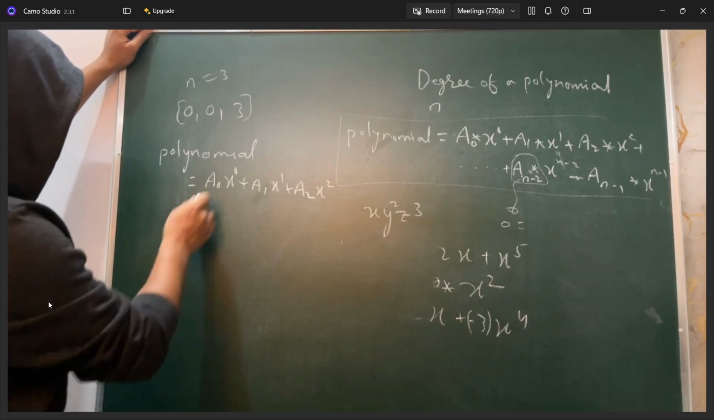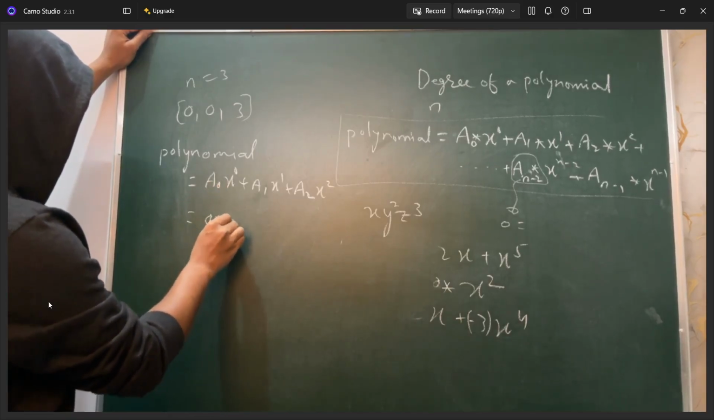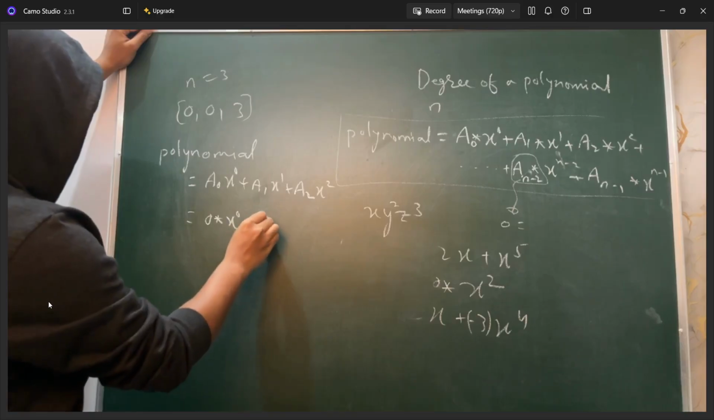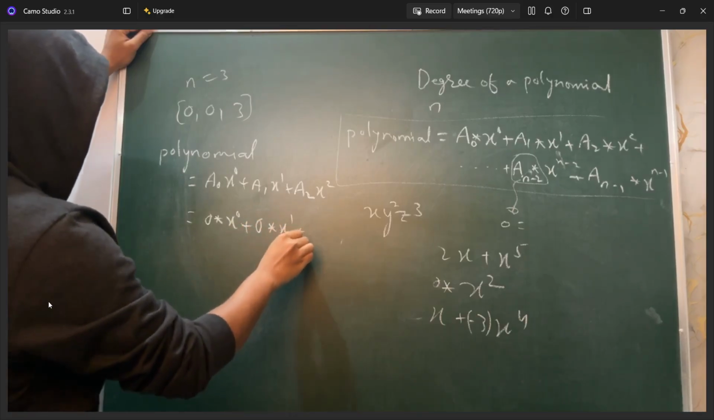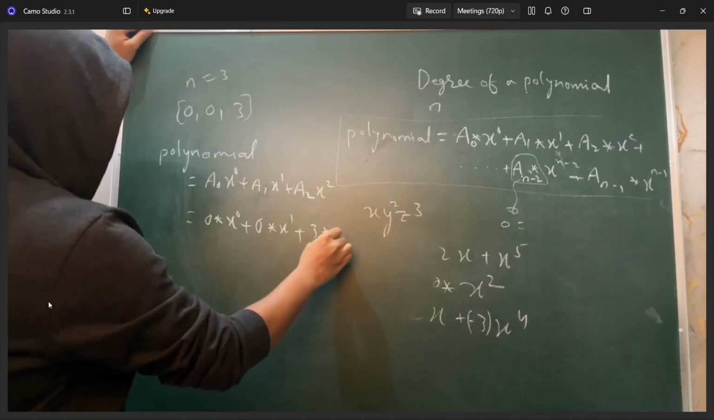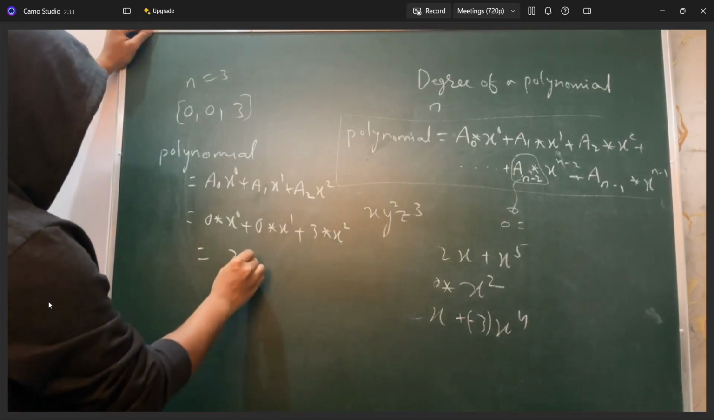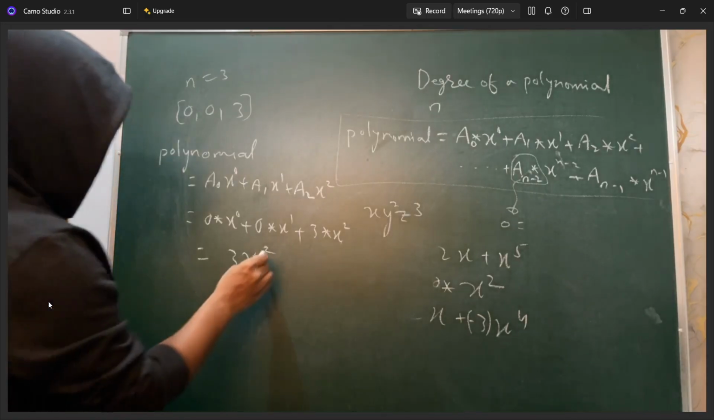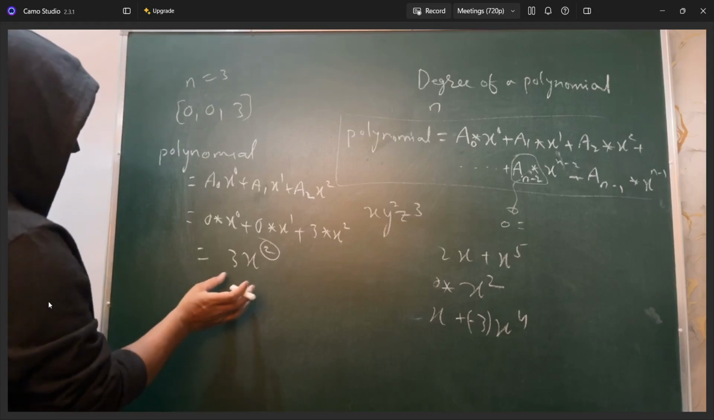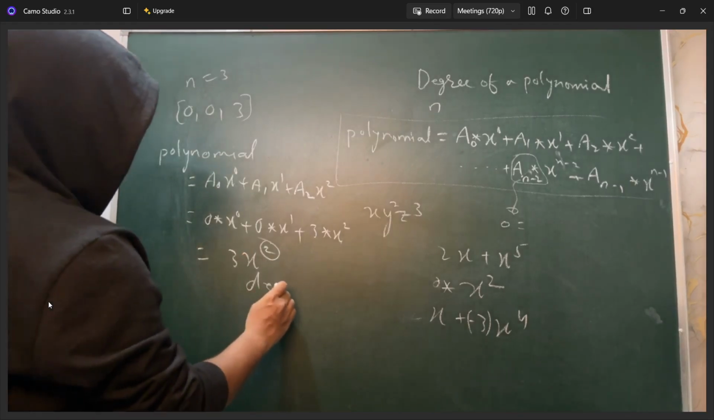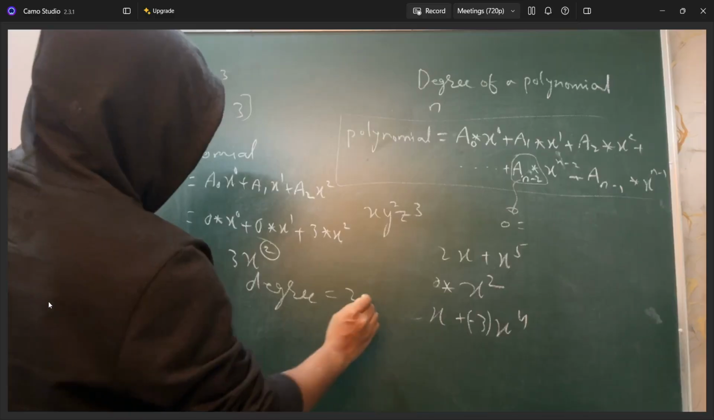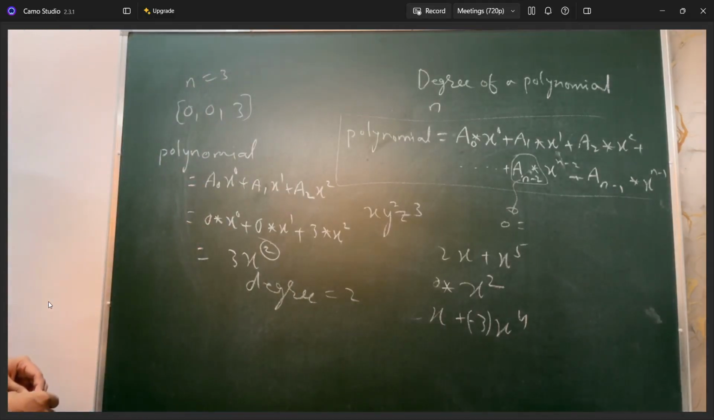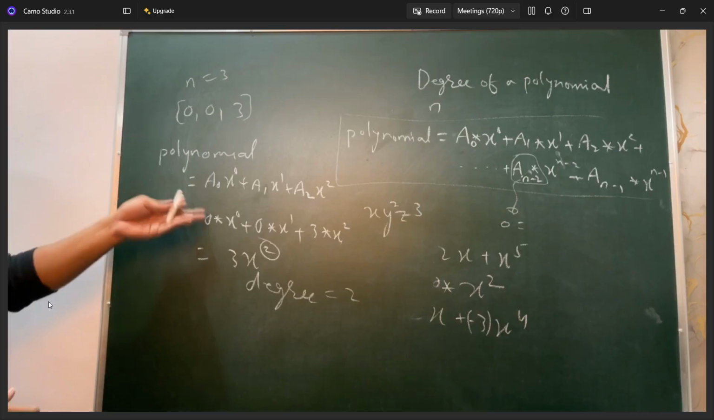So at this position, your a0 is 0, a1 is 0, and a2 is 3. So this comes out to be 3x square. The polynomial comes out to be 3x square. So if you see x, you have only 1 and its power is 2. So degree is 2. But how do you find it in the code? Because this is mathematics, you are dealing with and calculating.